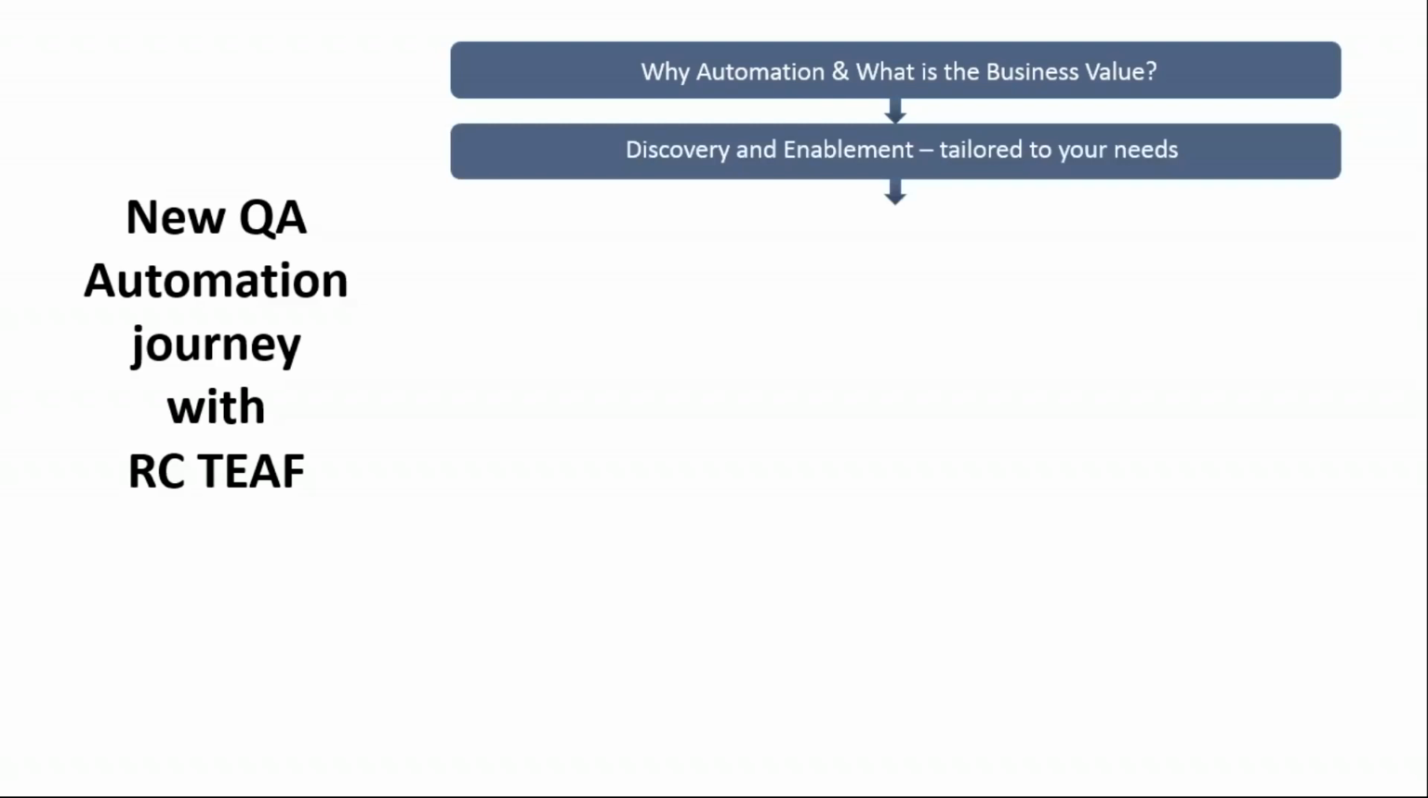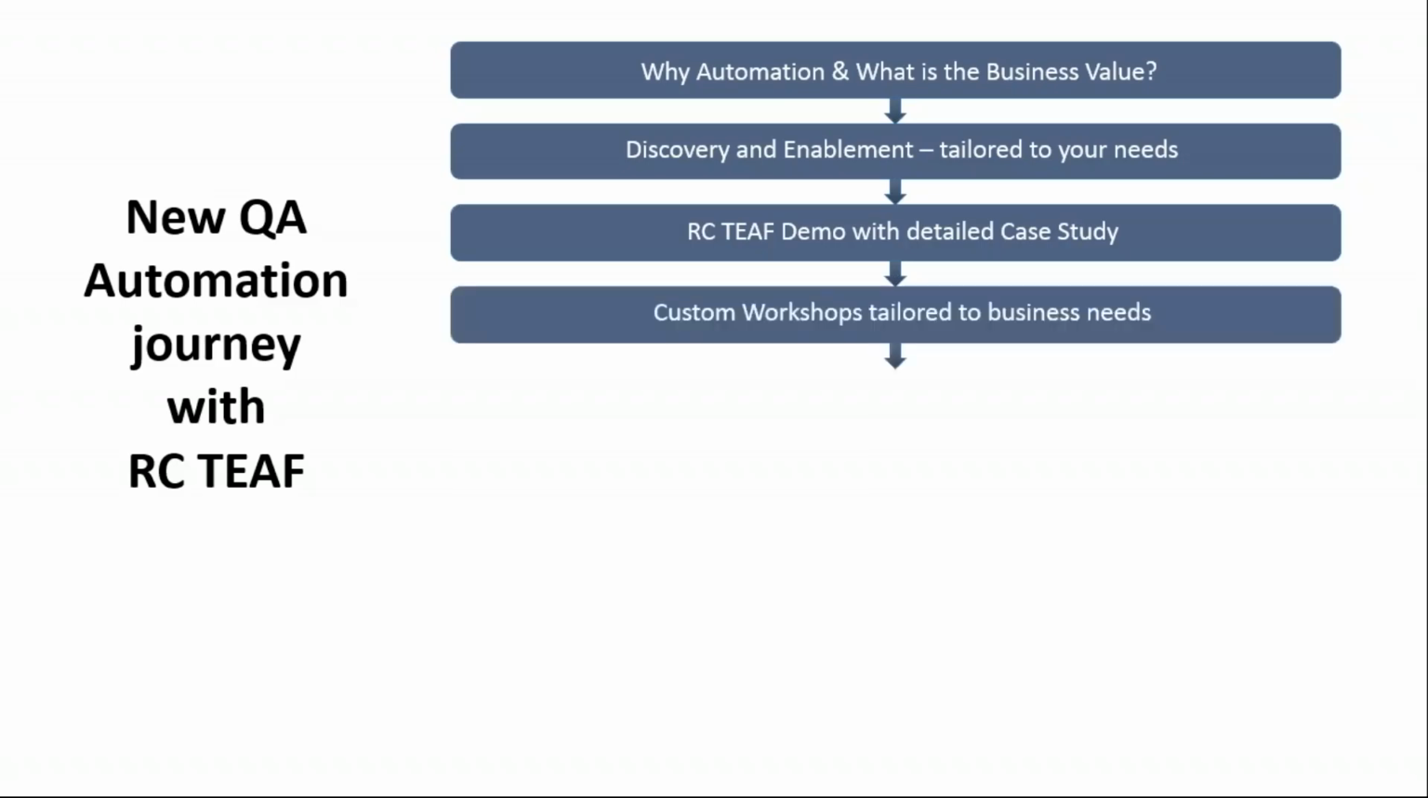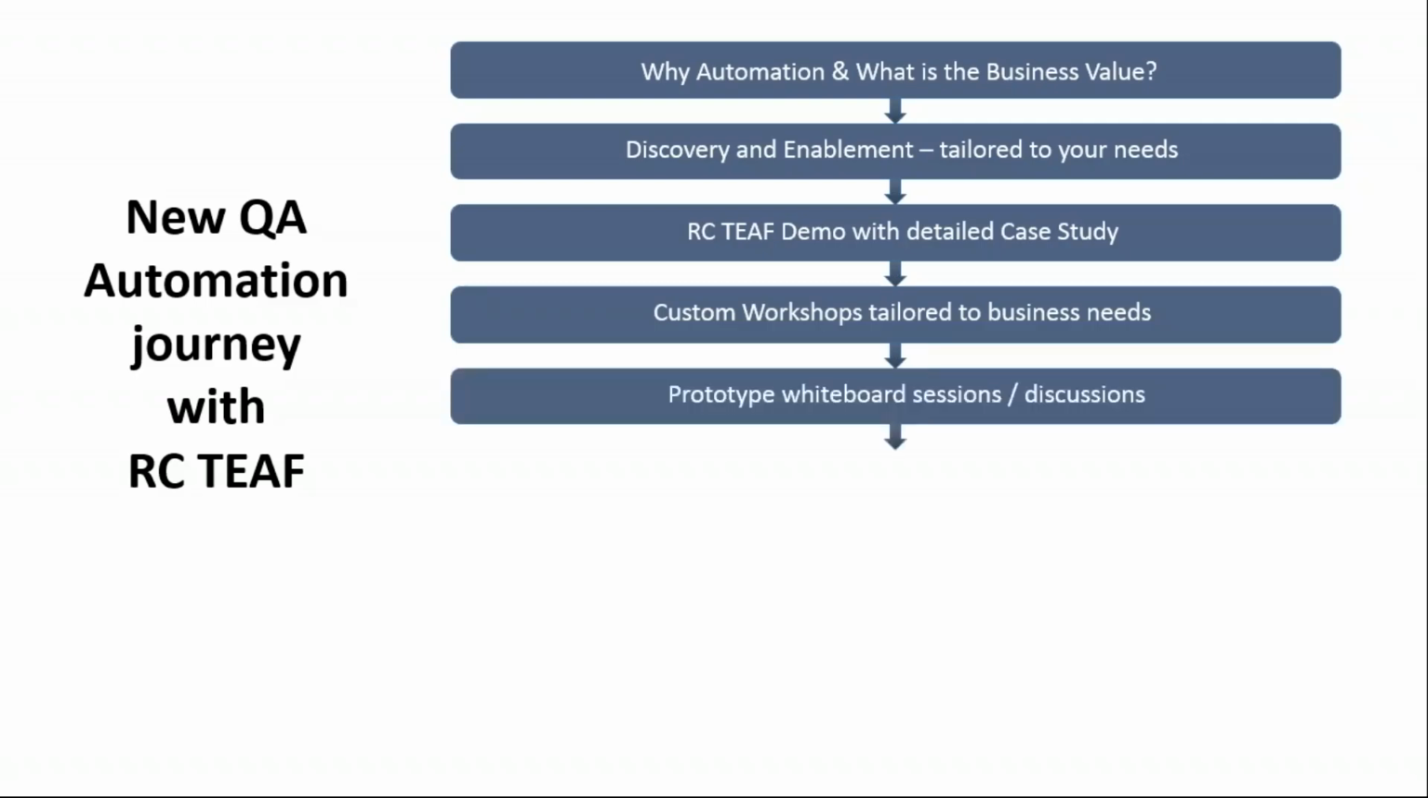So once they identify that they want to go with automation, what we do is we showcase our capabilities with RCTF, tailored to the need that they have. If they have certain pain points, we can come up with a solution that highlights how we can address their problem areas. So an RCTF demo can be provided with a detailed case study. We can have custom workshops and interactions with the business team and their QA team, if they have one, to help them understand how we can implement TIF in their infrastructure and how it comes into play.